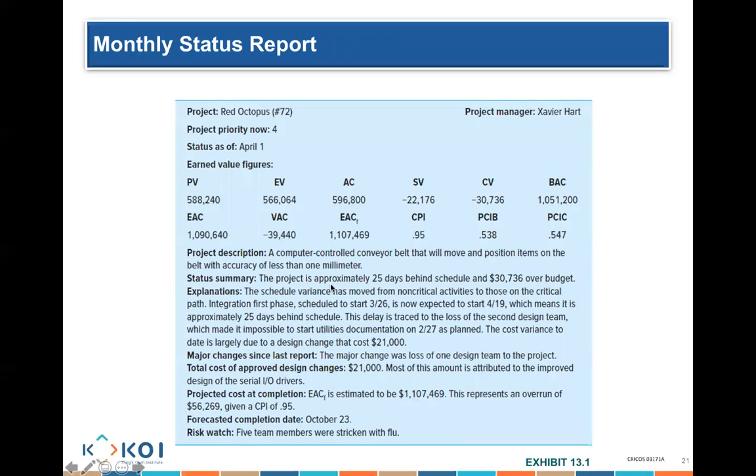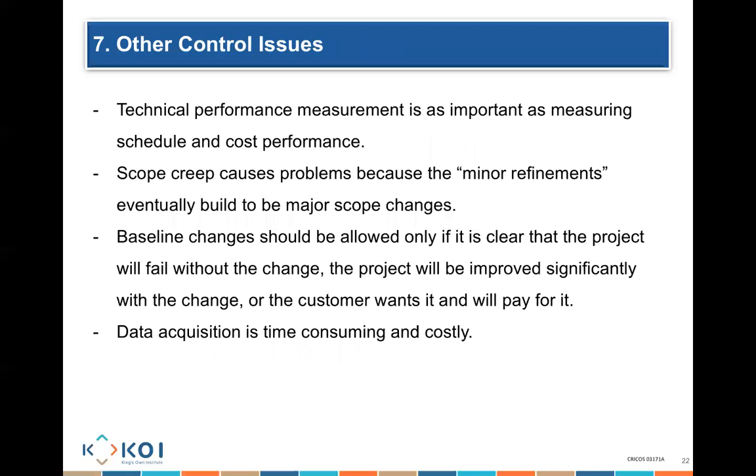So I usually give you this data, and I expect you to go and analyze it and work out what it actually means. There are many other issues we need to control. Technical performance measurement is as important as measuring schedule performance and cost performance. We need to know, are we performing well? Are we delivering the technical things that are needed, or are we not?